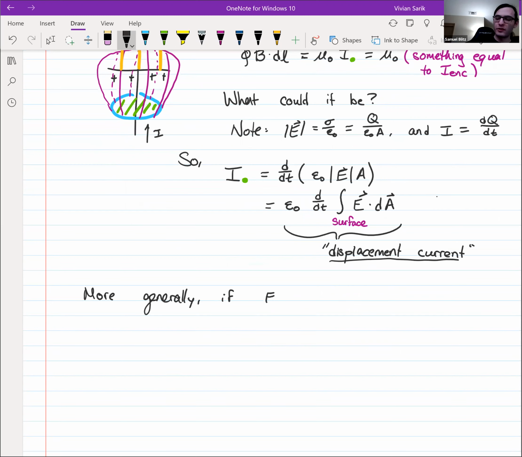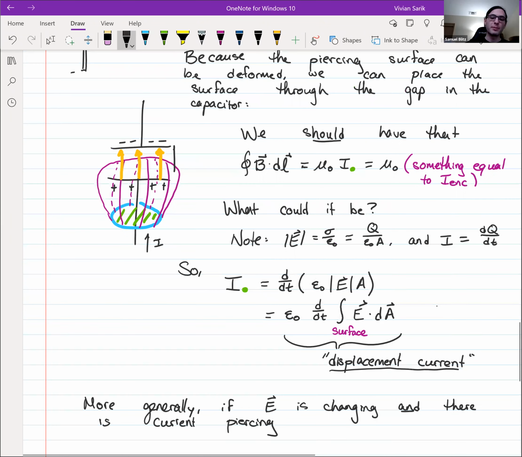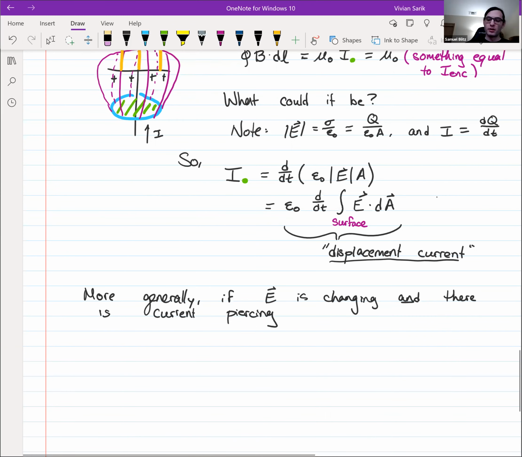So if the E is changing and there is current piercing the surface, for whatever reason, maybe you have a more complicated system. So maybe there's current passing this way. Maybe your system involves some current also going out this way. So there'd be current passing through the surface and there's an electric field changing. We have the following. And now we're just going to combine both effects.